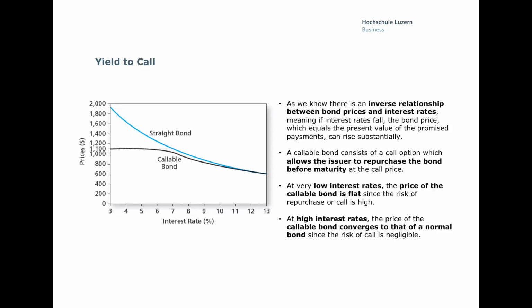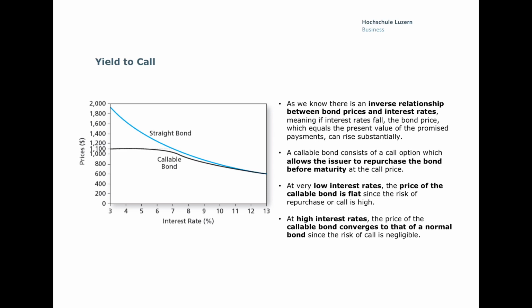We have seen that the relationship between bond prices and interest rates is inverse, meaning if interest rates decrease, the price of a bond, which equals the present value of the promised payments, can rise substantially. A callable bond is a bond that consists of a call option, which gives the issuer the right but not the obligation to repurchase the bond before maturity at the call price.